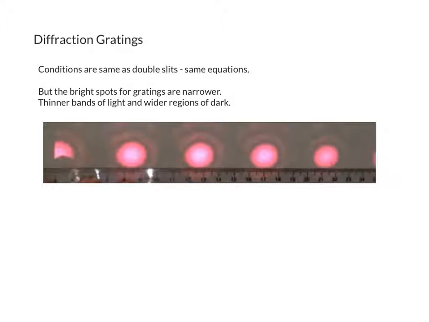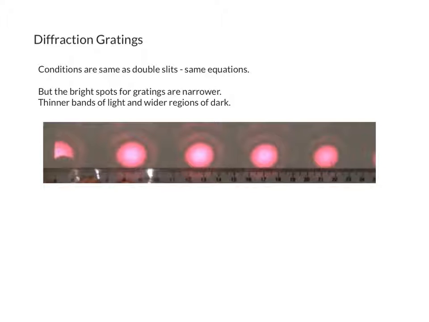There's a picture of lab data we got this semester. It's tough to tell because I've sort of zoomed in, but the bright spots are quite narrow, more narrow than they were for the double slit. The double slit were more smudges of light, where these are very distinct bright spots.